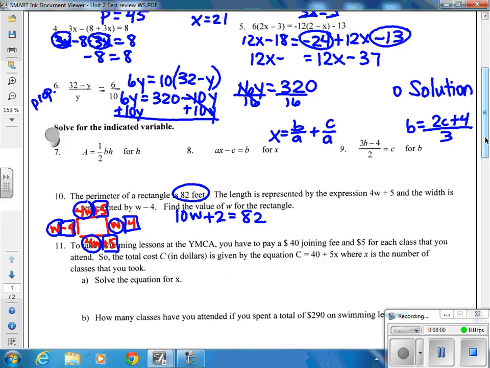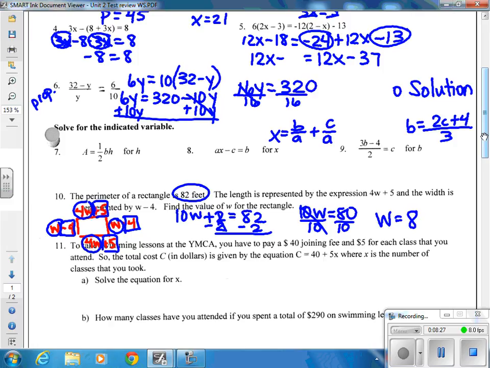Now you can solve it like a normal 2-step problem that we've been doing. Subtract your 2 from both sides, and you're going to end up with 10w equals 80. Divide by 10. And because the question was asking you for the value of w, our value in this case is w equals 8. If you want to put the word feet in there because that's what it was being measured in, you certainly can, but it really didn't ask for that. It just asked for the value of w, and we've satisfied that answer.